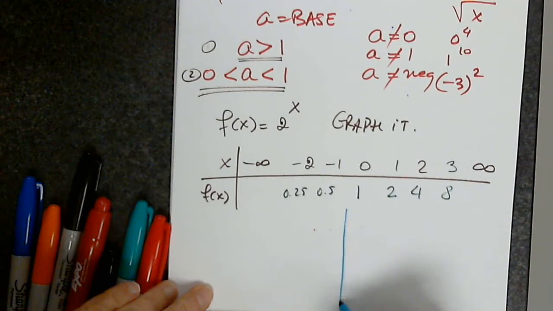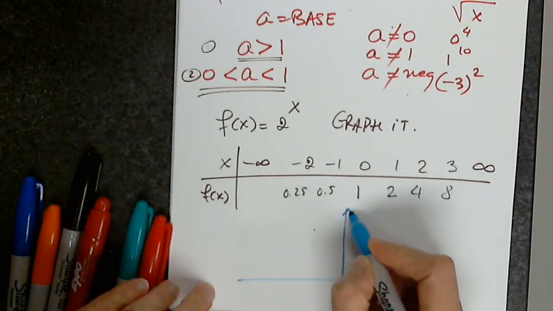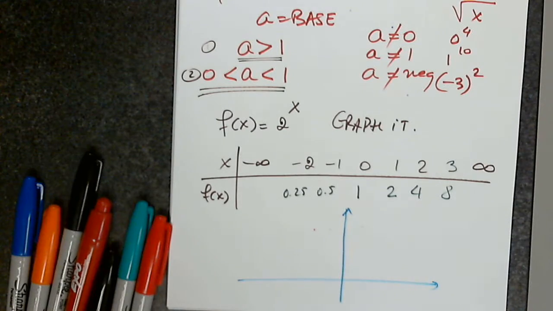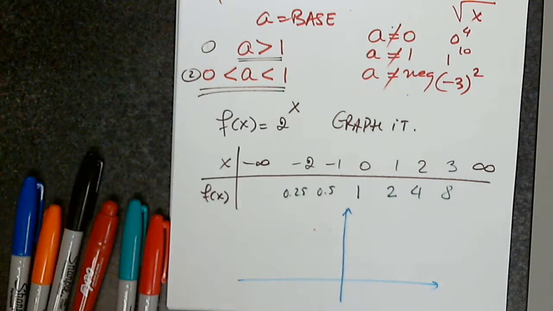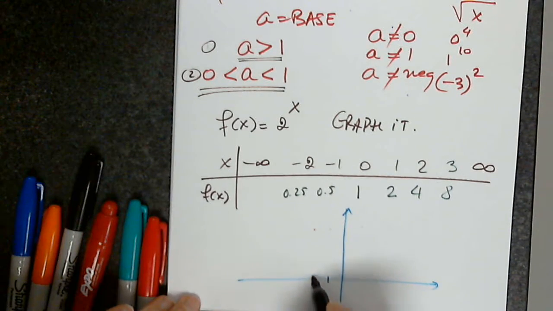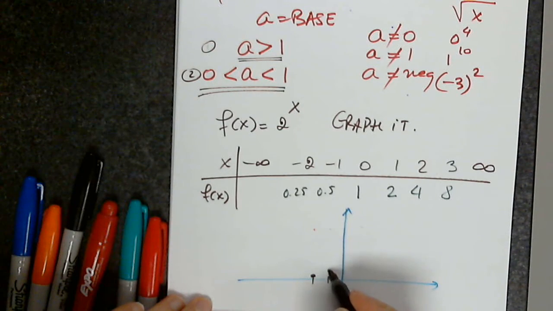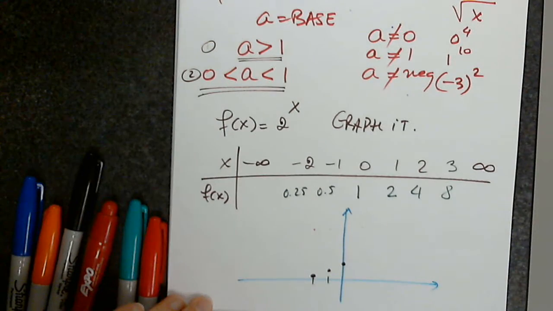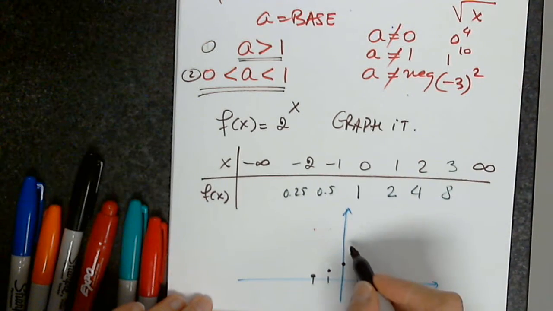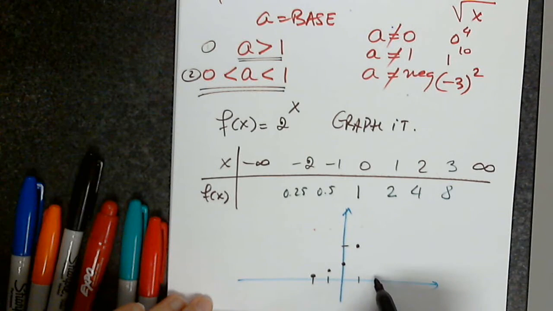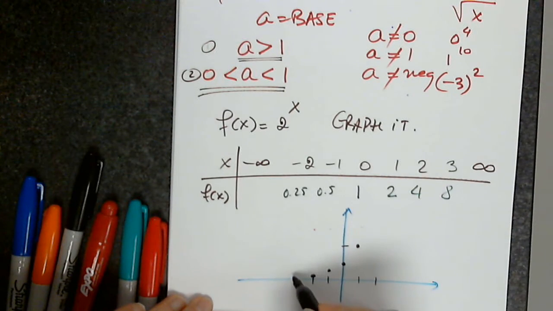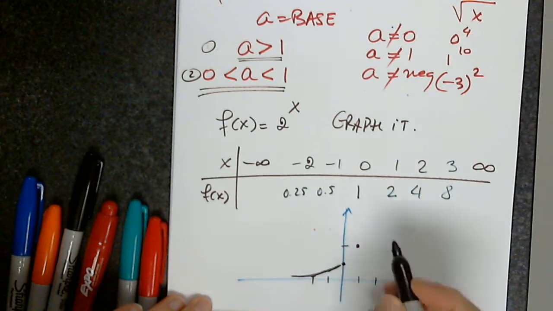From left to right, I start with -2, kind of difficult to plot 0.25. So at -2, 0.25. At -1, 0.5. At 0 is 1. At 1 is 2. At 2 is 4. And I got the idea. That's good enough.